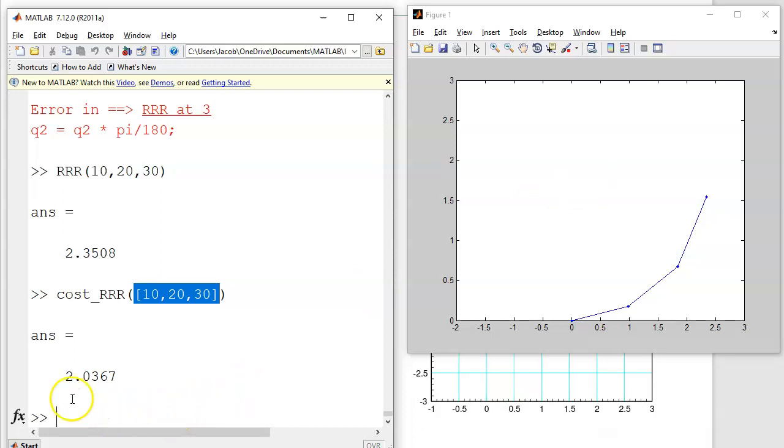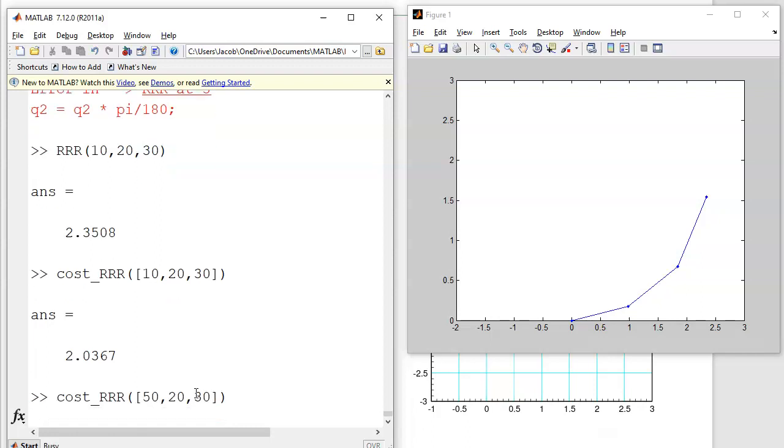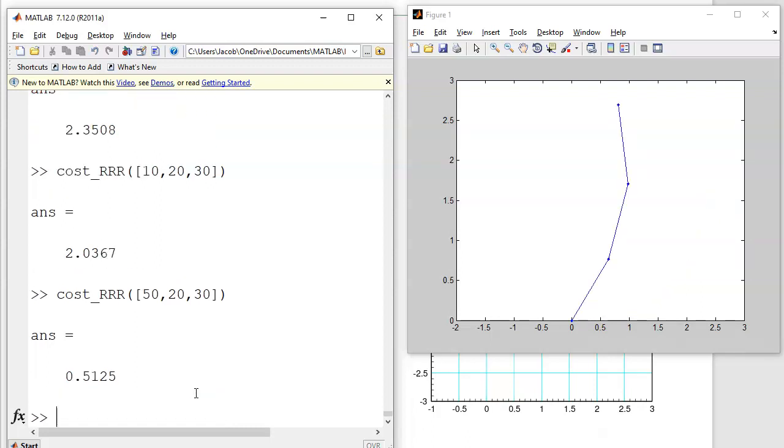So that didn't really do it. Here's the distance to 1, 2, 2 meters. Can I do better? Well, let's increase the first angle to, say, 50 degrees. Better. Let's make the second angle minus 20. And third angle, that was better before. Yeah, not quite.